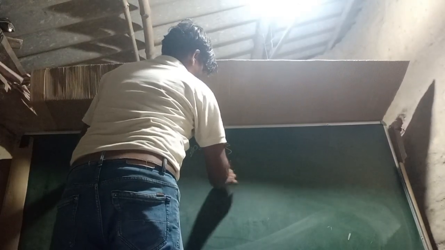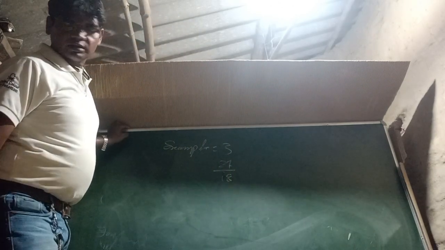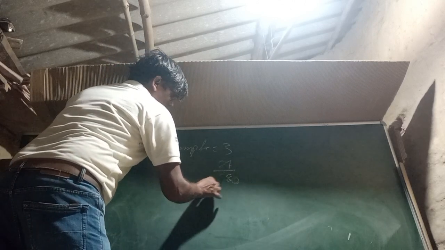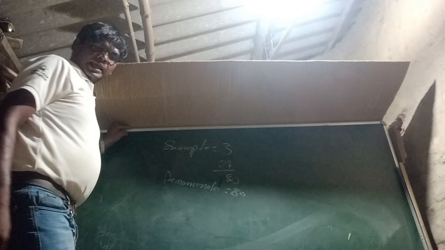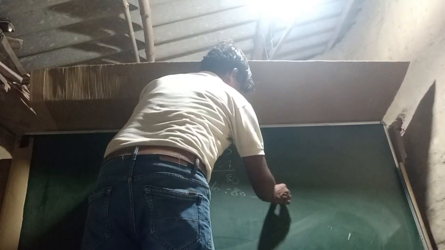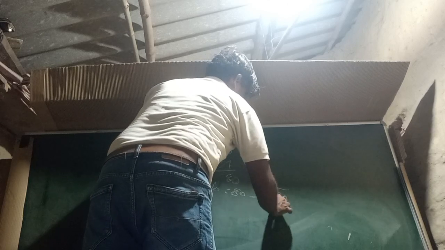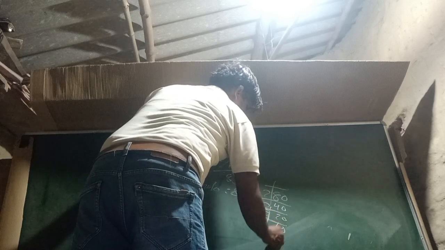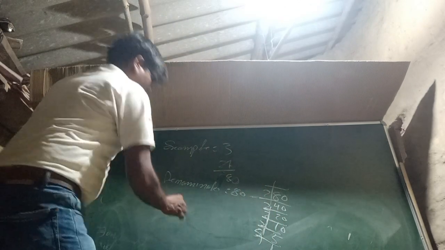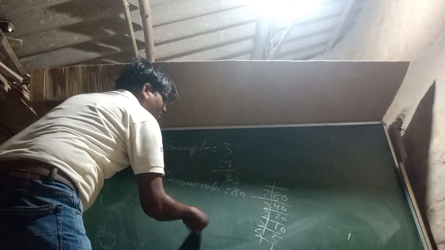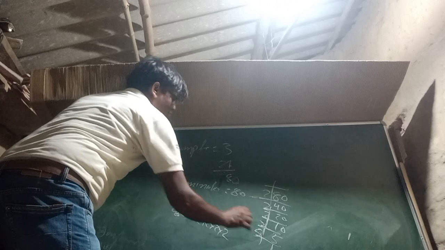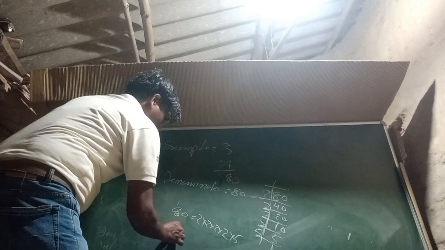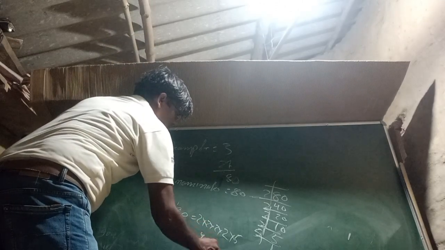27 by 18, or 18, not 80, 80. So the denominator is 80. We will do the prime factorization of 80: 80 to 40, then to 20, then to 10, then to 5, and then 5. So 80 is equal to 2 multiplied by 2 multiplied by 2 multiplied by 2 multiplied by 5. So here we will write 80 as 2 to the power 4 multiplied by 5 to the power 1.